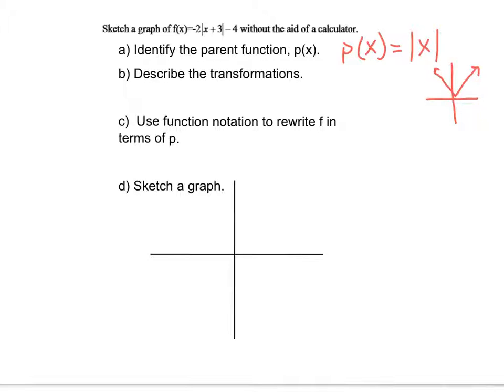Okay, now describing the transformations, we're going to think about order of operations. And if you did not go through the exploration part of this or haven't taken notes previously, then this may be a little bit of a struggle. I'd go back and look at those things because I'm going to hit this part pretty quickly.